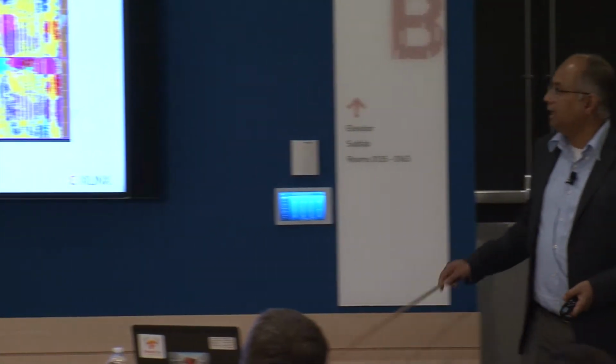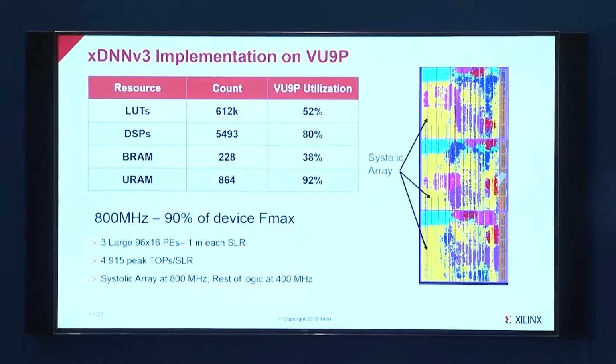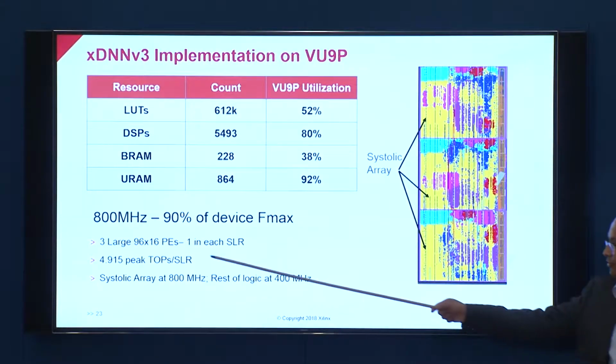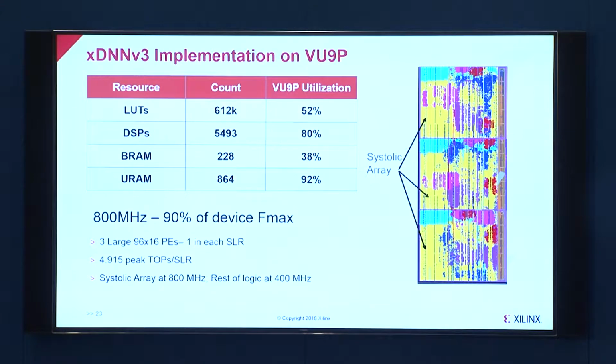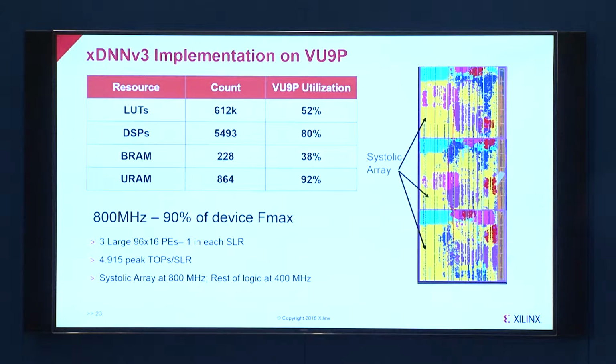So we took the thin shell and implemented 3 copies of xDNN v3 on it. As I was saying, our systolic array is 96 times 16, so it is 16 columns, 96 long. It's a big systolic array. It runs at 800 megahertz for our -3 part, which is our fastest part. For our nominal part, it will run at 700 megahertz. At 800 megahertz, each of these slices gives you around 5 teraops of peak performance. So when we populate the whole chip, you get around 15 teraops.